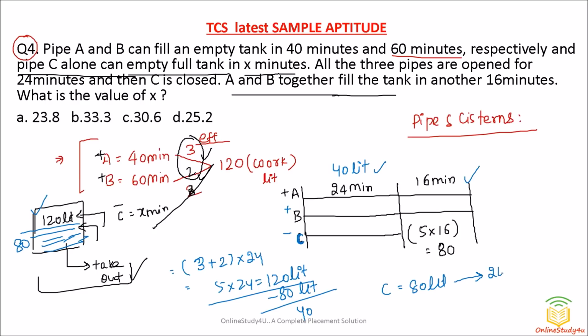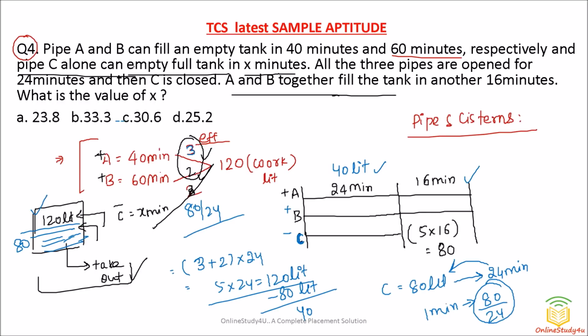In 24 minutes. So if I ask you what is the efficiency of C, that means C's efficiency will be 80 by 24. In 24 minutes 80 liters, so in 1 minute 80 by 24 liters. See, for A, in 1 minute 3 liters, so this is the efficiency of A. The efficiency of C we have got is 80 by 24.